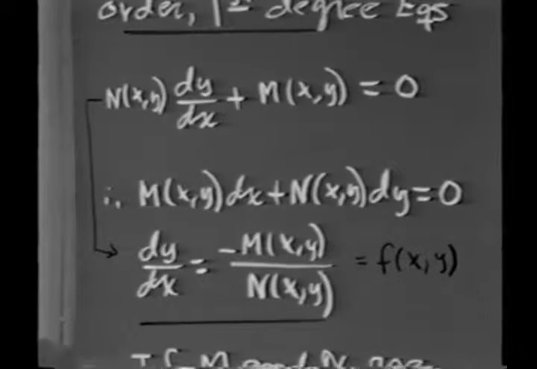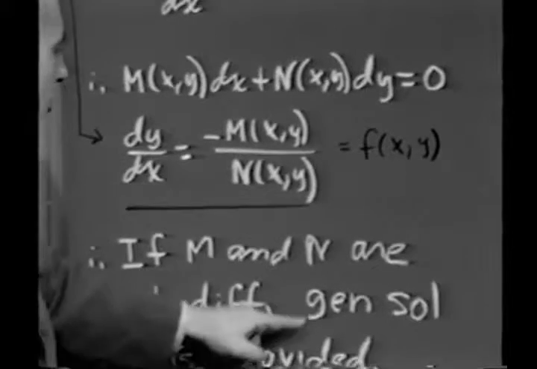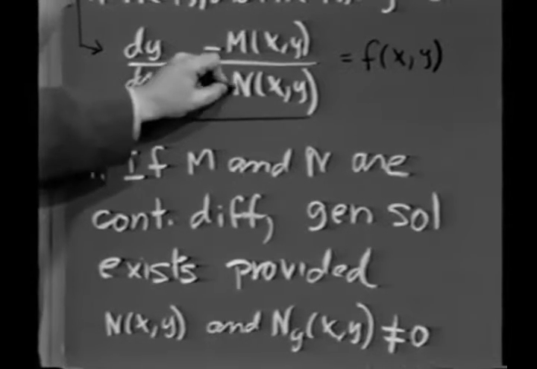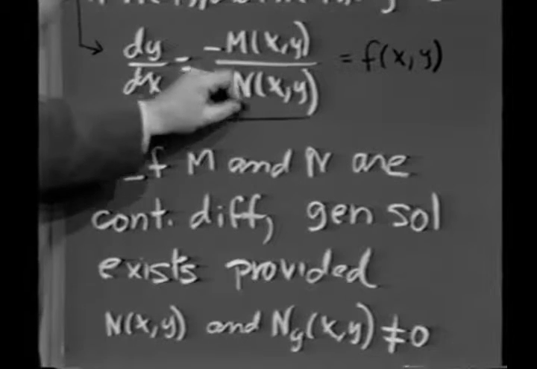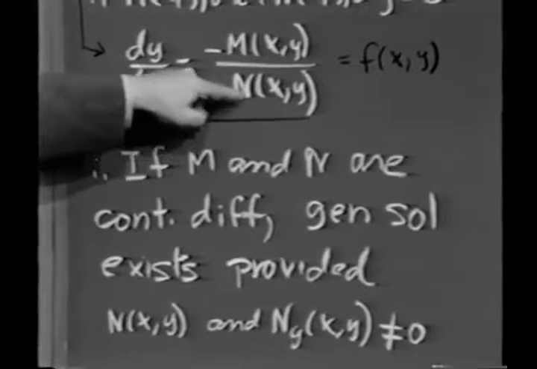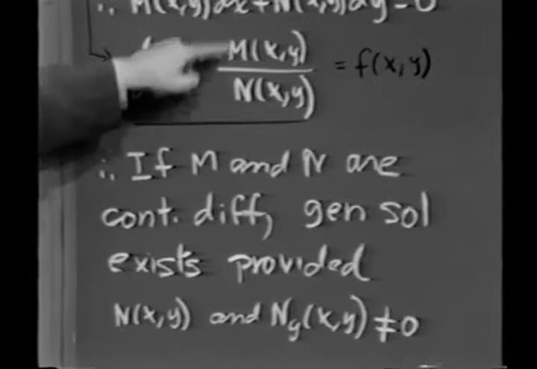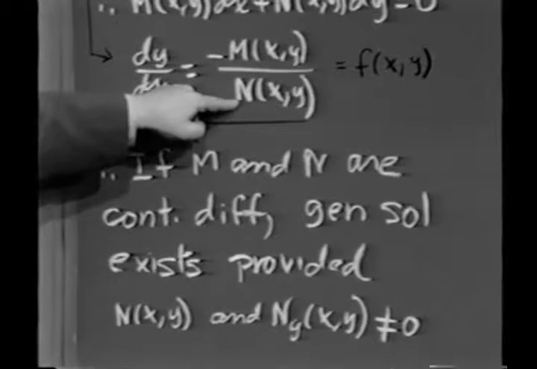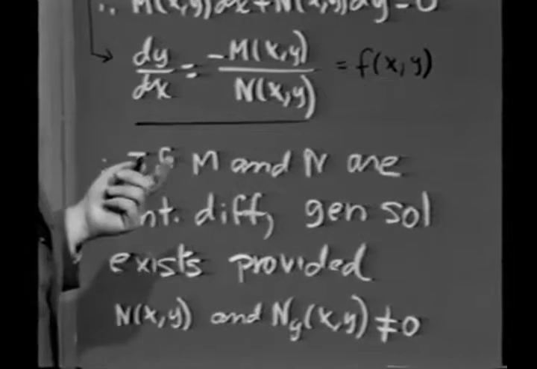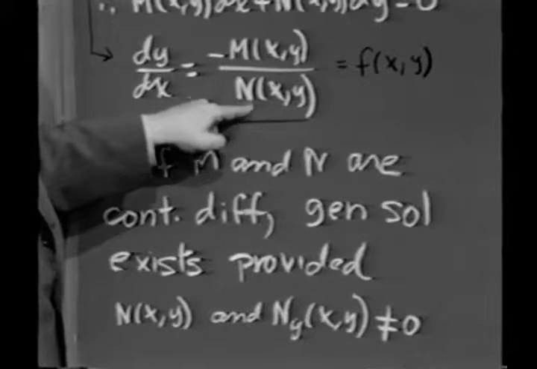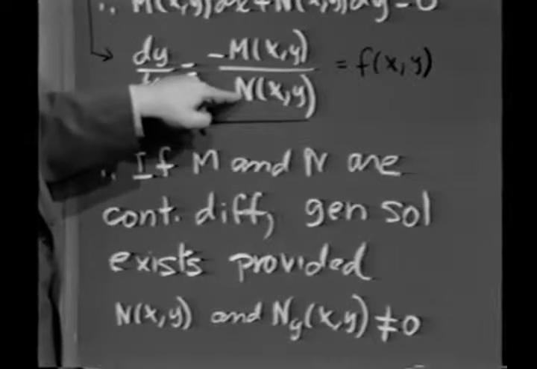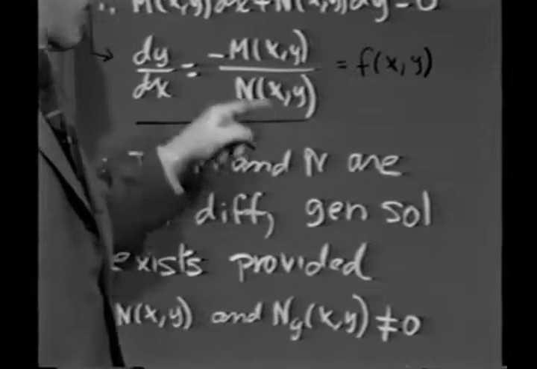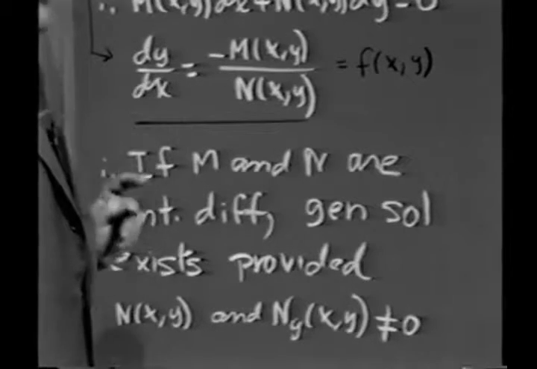In particular, if M and N happen to be continuously differentiable functions, the general solution will exist, provided only that N and its partial with respect to y are not 0. Because after all, to differentiate this with respect to y, this is a quotient, and the only place that I'm going to be in trouble is that the square of the denominator appears when I use the quotient rule. So I have to be careful where either the partial of N with respect to y or N itself happen to be 0. But if that doesn't happen, it means there is a general solution.